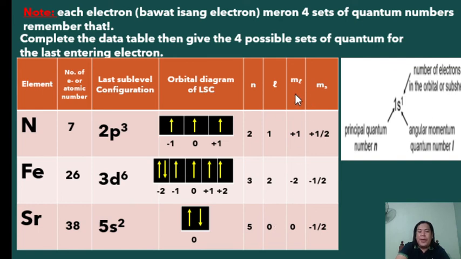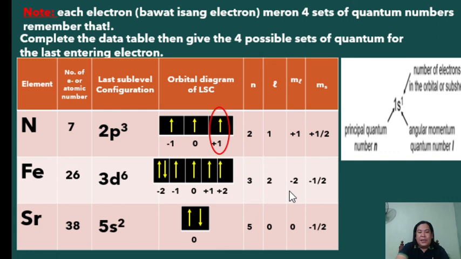Okay? Then M sub L, ito na siya. Dito nyo malalaman yon. Paano malalaman yung value? So, since we're giving the 4 sets of quantum number for the last entering electron, ito lang yung titignan ninyo. So, ang last entering electron nyo, nandito sa part ng p orbital na to, na orbital diagram. And that is positive 1. And then the orientation is pataas, your M sub S is positive 1/2. Di ba pag pataas, yung sa spin quantum number, kapag ang orientation ng arrow is pataas, the value is positive 1/2. Okay.